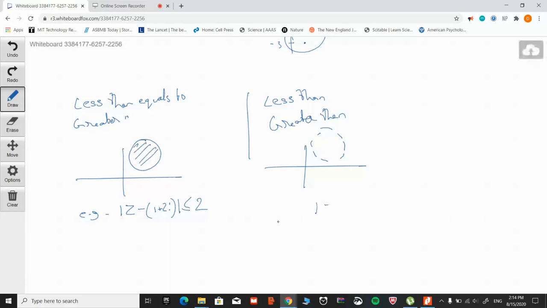But if there is no equals to here, draw a dotted circle and then shade inside. Just so it's just the circle, the boundaries that are either solid or dotted when it comes to equals to in the inequality and no equals to in the inequality. So hopefully you've got an idea of all of this.